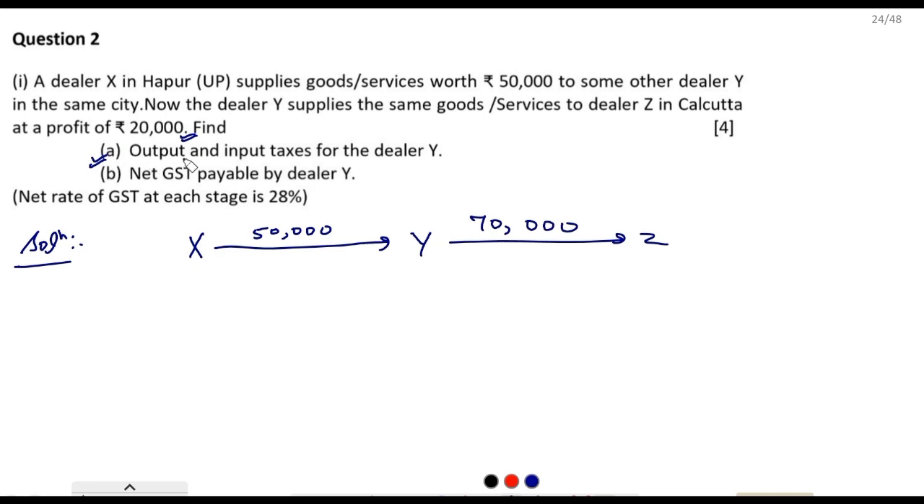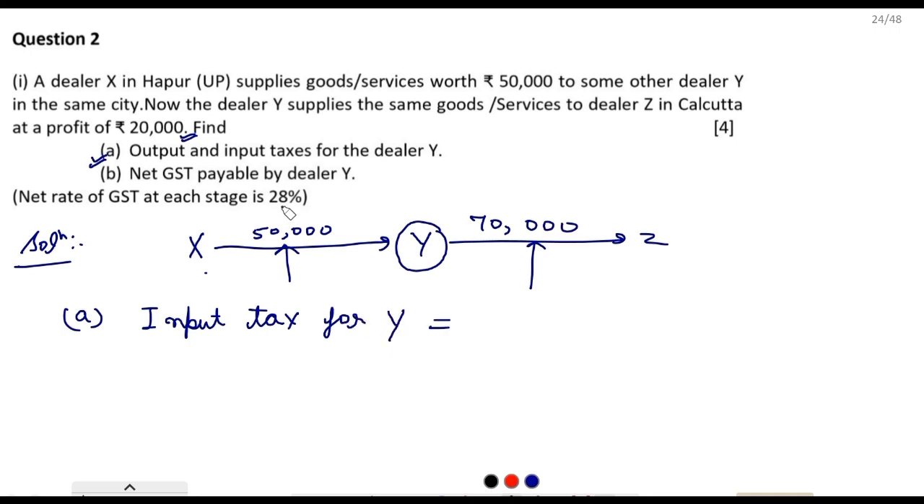In the first part, find output and input taxes for dealer Y. Input tax will be the tax between x and y in this dealing, and output tax is for the dealing from y to z. First of all, we are calculating input tax for y. Rate of GST is 20% and cost price is 50,000. It means the GST given by y will be 20% of 50,000.